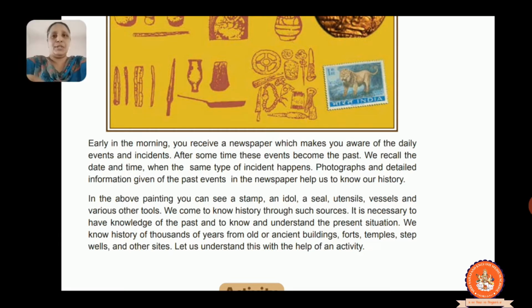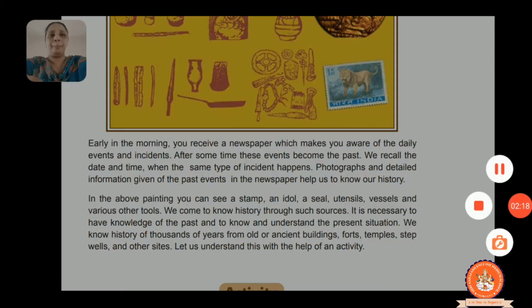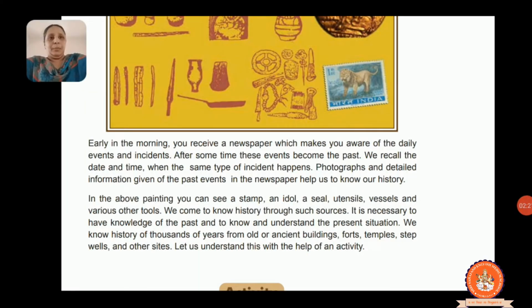Now, what is the meaning of history? If you see in your reader, there are some pictures in your textbook. They show paintings, stamps, idols, shells, utensils, visuals, and various other tools. Now, we need knowledge about the past. We can understand it through thousand-year-old ancient buildings, forts, temples, etc. So that is the introduction about the sources of history.